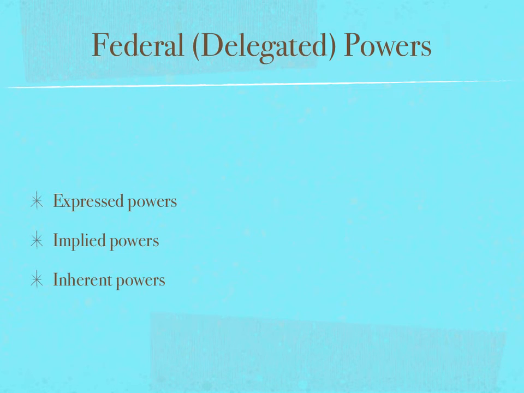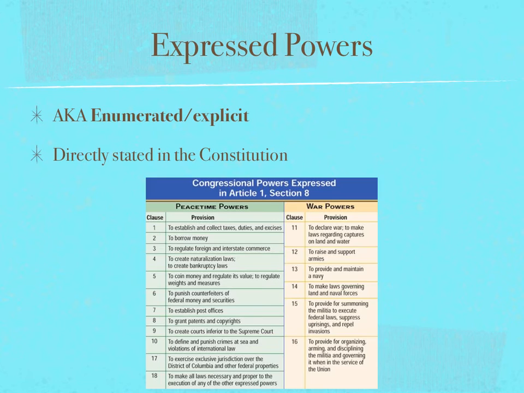Alright, now within delegated powers, federal powers, we have three more types of power. We have expressed, implied, and inherent. Also important to be able to distinguish between these. Alright, first we have expressed powers, also known as enumerated or explicit. They can be called any of those three things. They mean the same exact thing.